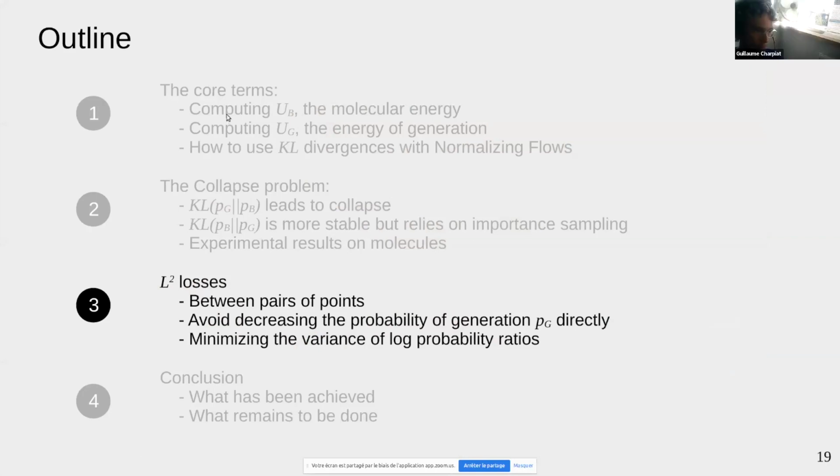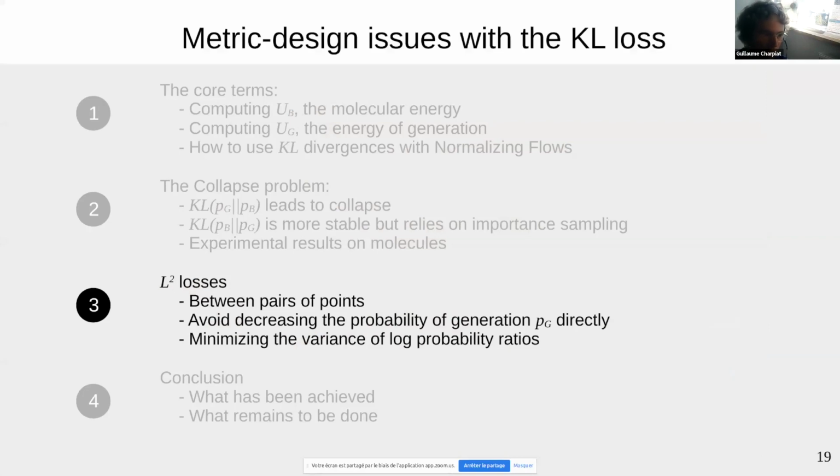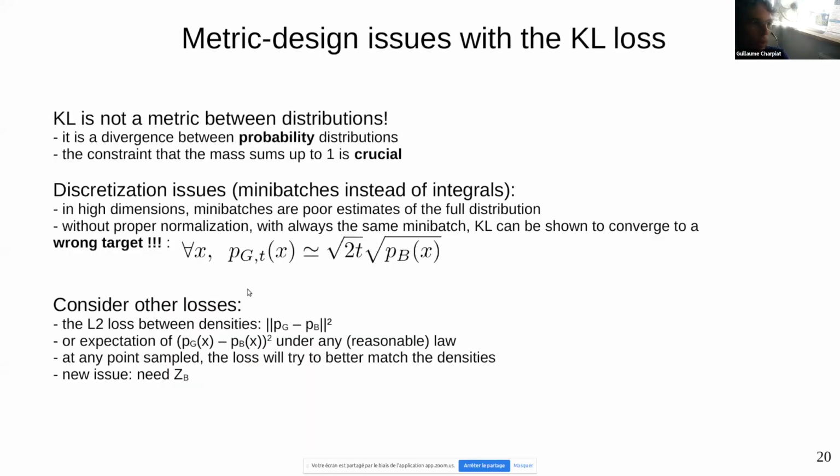So we spoke so far about the collapse problem, and now we're going to study it slightly more and propose other losses for the same task. Here we had really an issue with the KL loss that on paper looks nice, but when you try to optimize it, it's a nightmare. Why? The first reason is that the Kullback-Leibler divergence is not a metric between distributions, it's a divergence between probability distributions. And the constraint that the probability distributions have to sum up to 1 in terms of mass is really important.